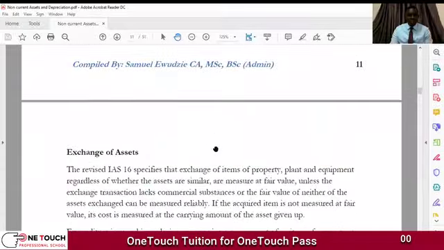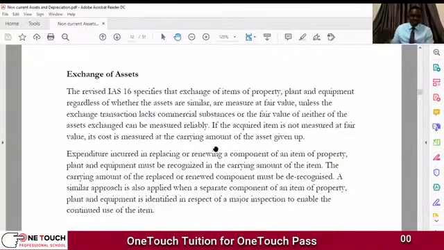Okay, good, good. Now let's look at exchange of assets before we come to the carrying amount of assets. According to IAS 16, exchange of items of property, plant, and equipment, regardless of whether the assets are similar, are measured at fair value, unless the exchange transaction lacks commercial substance or the fair value of either of the assets exchanged cannot be measured reliably. If the acquired item is not measured at fair value, its cost is measured at the carrying amount of the asset given up.